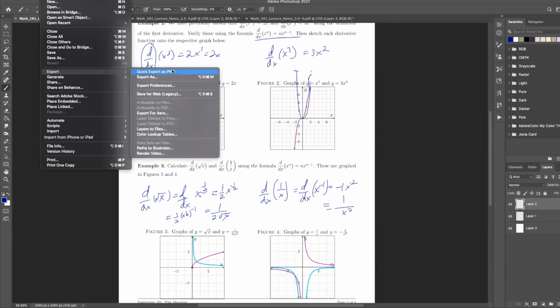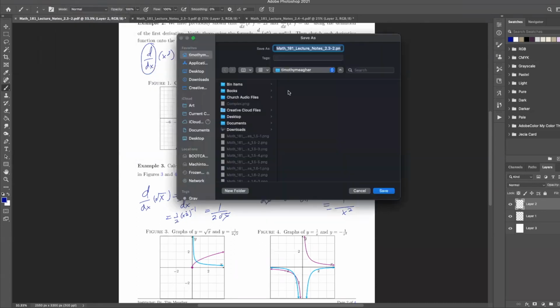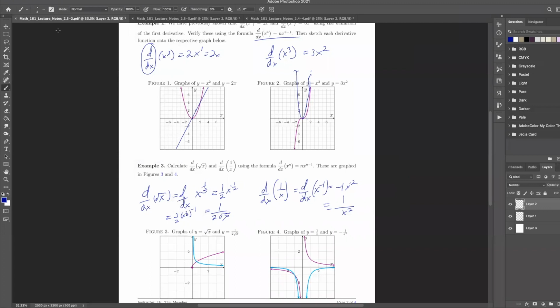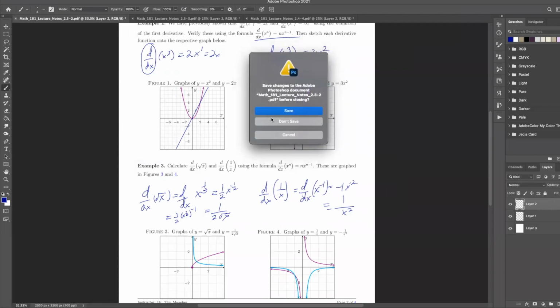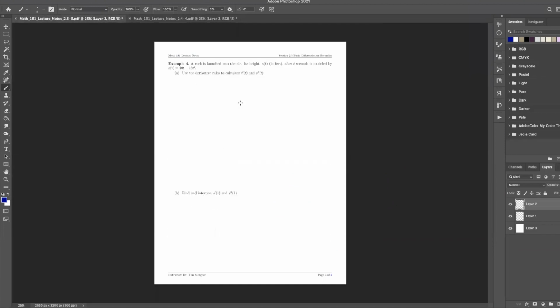All right, so let's go ahead and export this PNG. Oh, save. All right. Don't save here. All right.